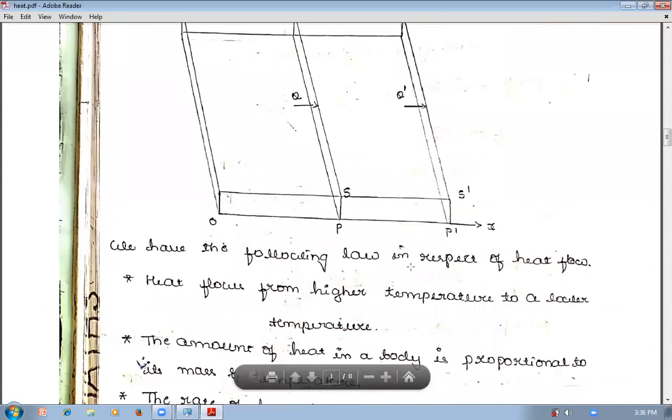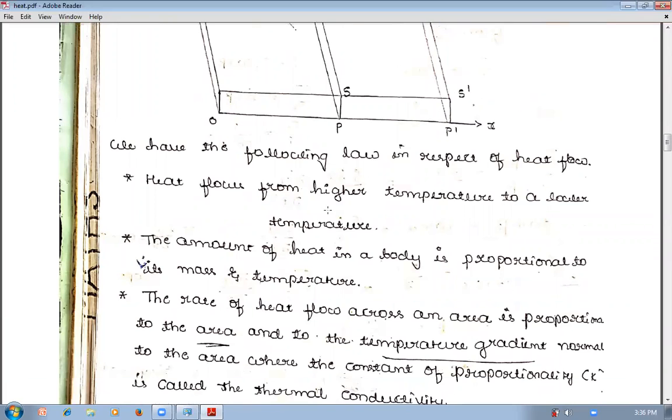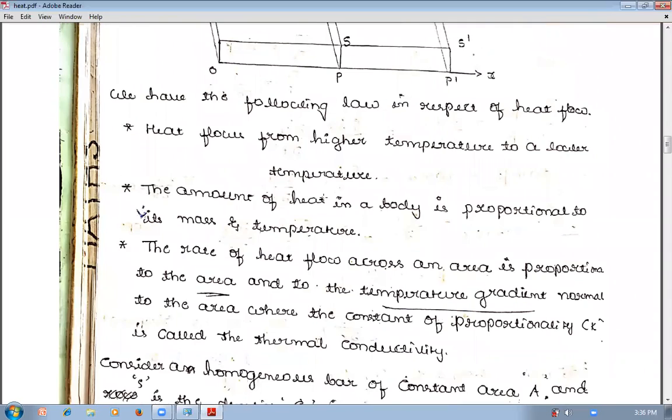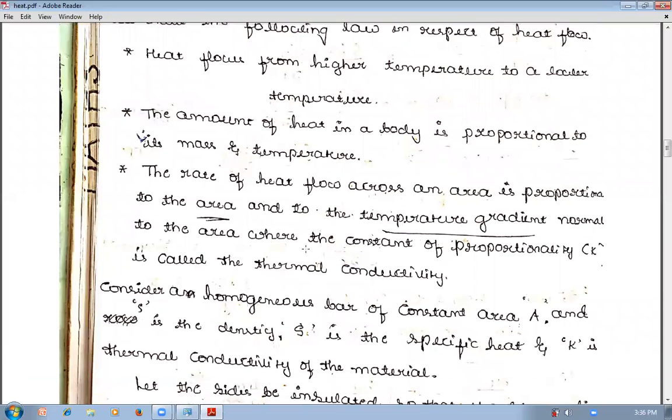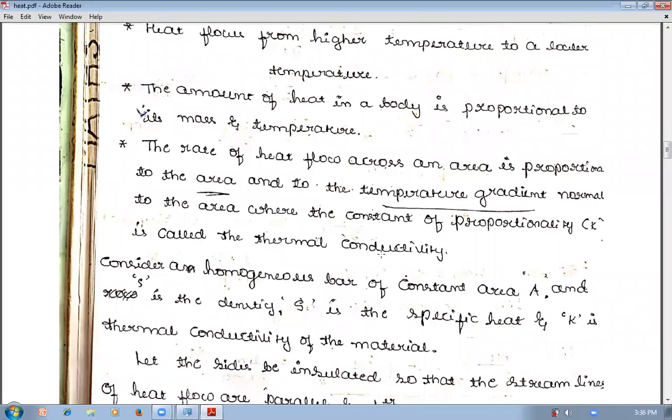We have the following laws in respect of heat flow. First point: heat flows from higher temperature to lower temperature. The amount of heat in a body is proportional to its mass and temperature. The rate of heat flow across an area is proportional to the area and to the temperature gradient normal to the area, where the constant of proportionality K is called thermal conductivity. Here K is thermal conductivity.